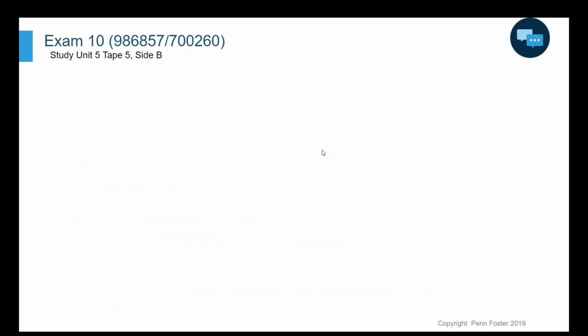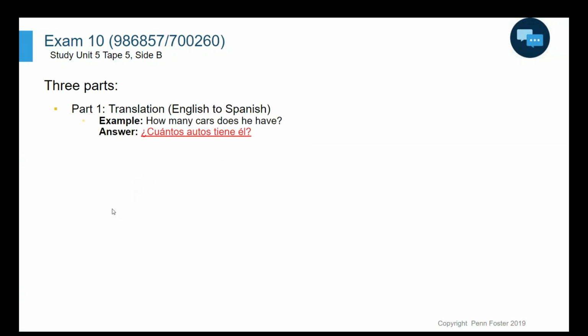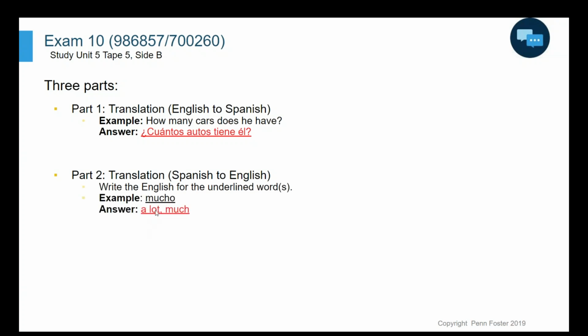The next written exam, number 10, is 3 parts. In part 1, translation sentences from English to Spanish. So we give you another example there. You can take a look at that. Part 2 is translation, Spanish to English. This time, though, it's only going to be single words in a passage. So as you can see, mucho means either a lot or much.